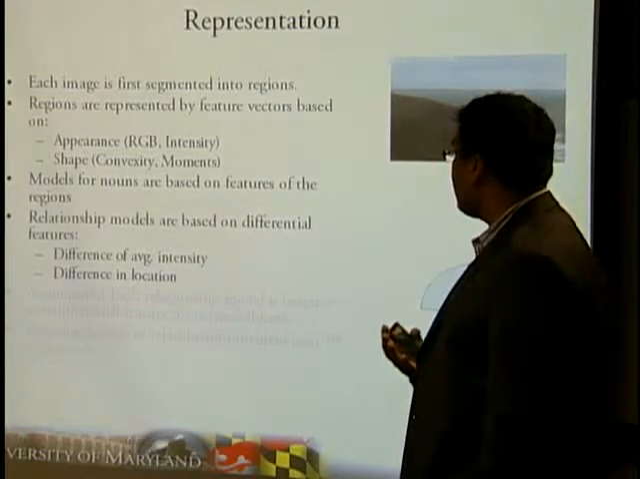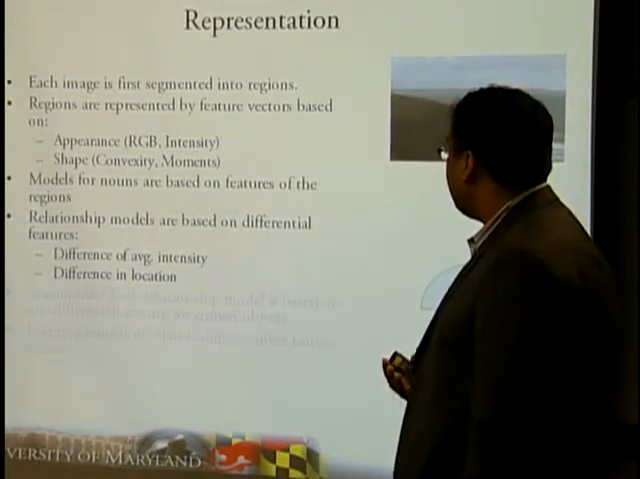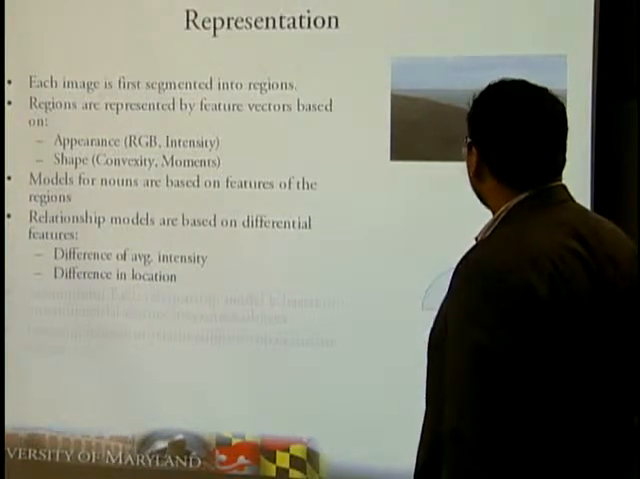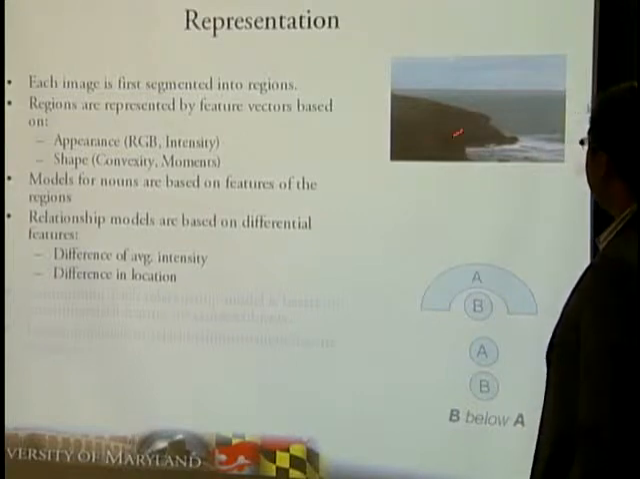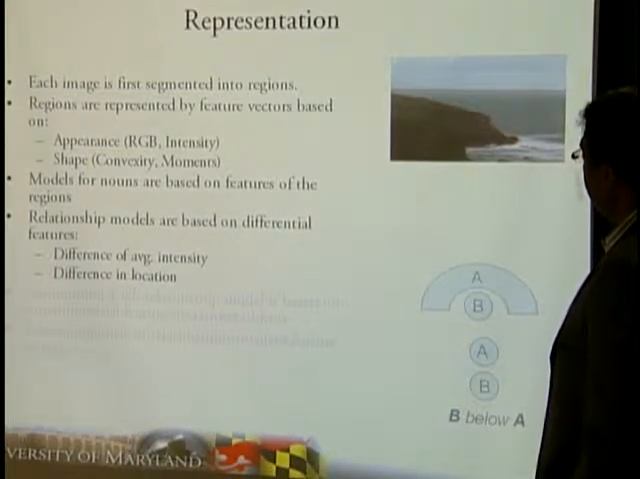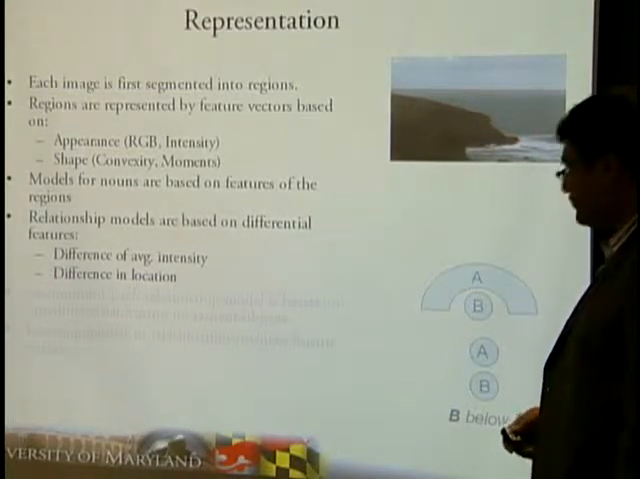However, relationship models are based on differential features. Differential features are the features which are extracted from a pair of regions. For example, one of the differential features could be the difference in average intensity of the two regions, or the difference in location of the two regions, and so on.